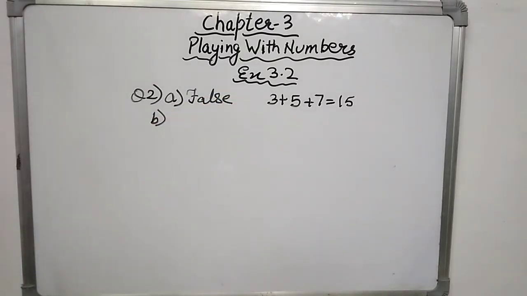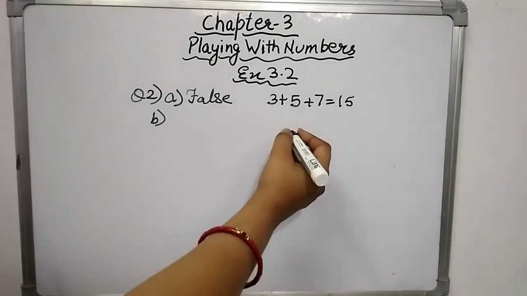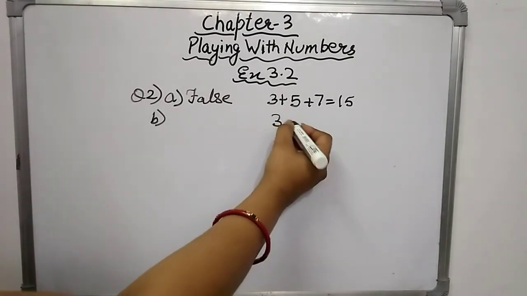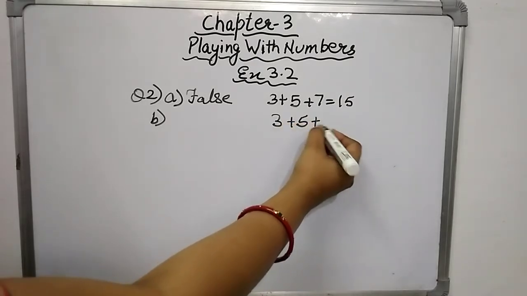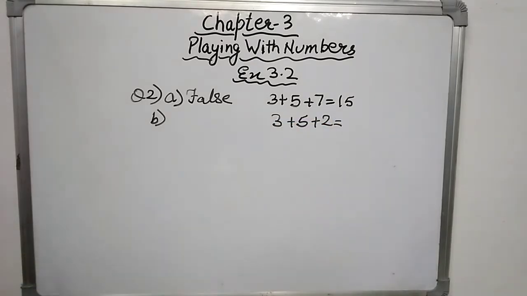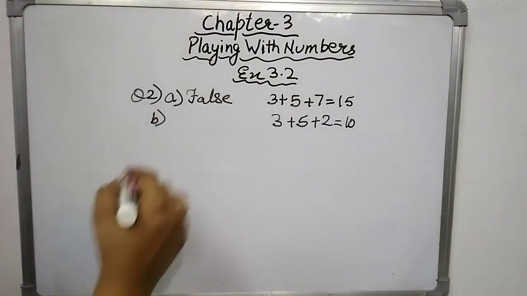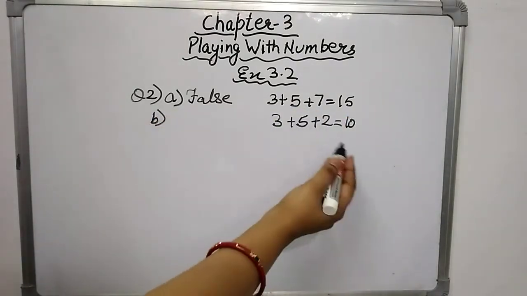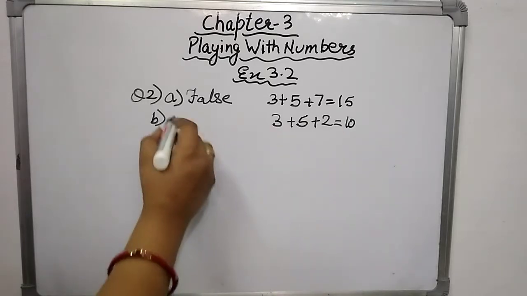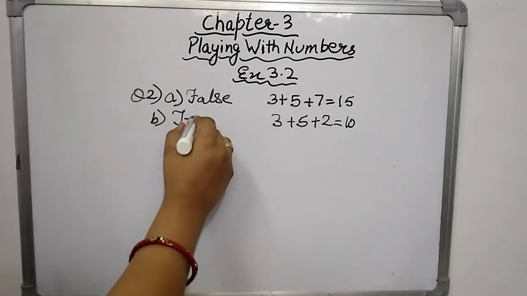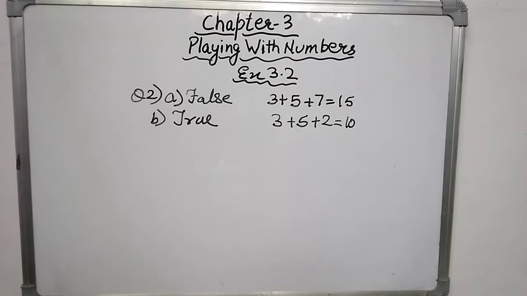Statement B. The sum of two odd numbers and one even number is even. Let's check. If we add two odd numbers and one even number, then what will be the answer? It is an even number. And if you add any two odd numbers and an even number, you will always get an even number. So this statement is true.